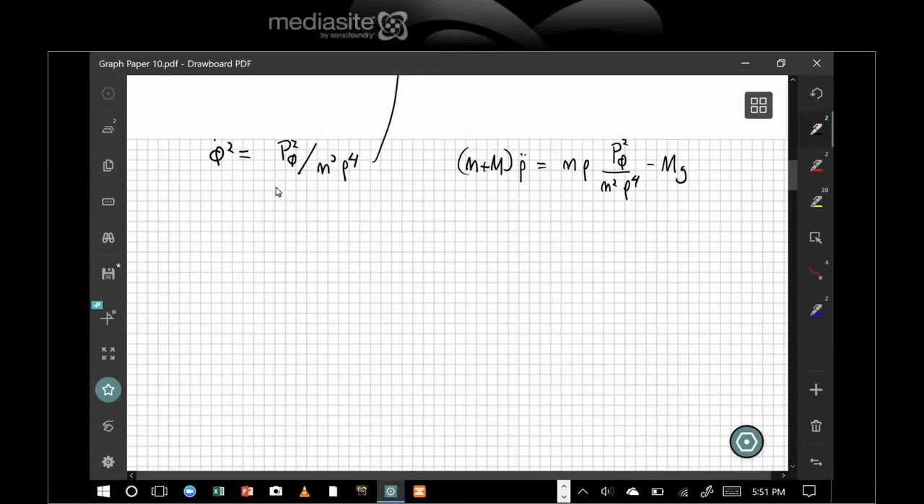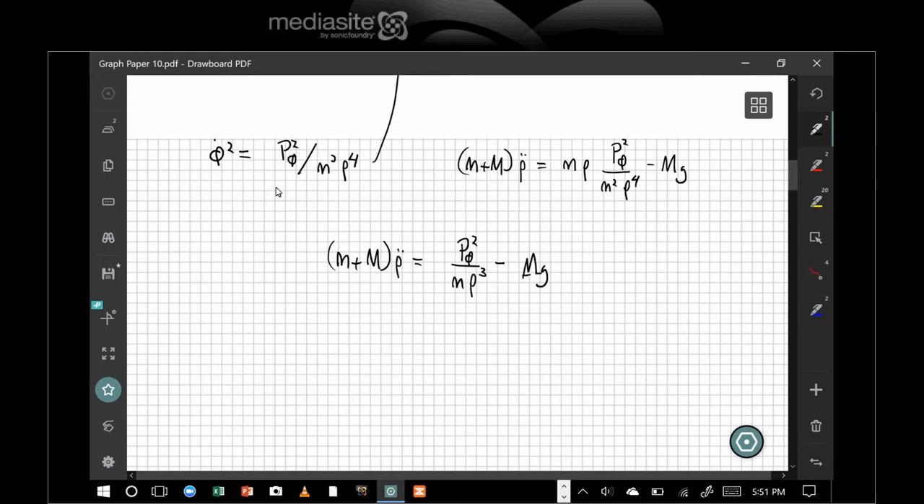And now let's just simplify things out a little bit. If I simplify this, I'm going to cancel out a couple rho's in this. So here I'm going to get m rho double dot is equal to, the masses cancel out, so I get p sub v squared divided by mass rho to the third minus mg.